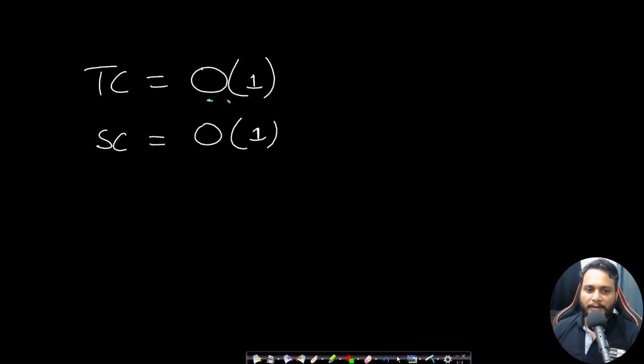So in this case, all the calculations are O(1) calculations. Therefore, the time complexity is O(1) and space complexity is also O(1). I hope it is clear. Let's now look at the code.